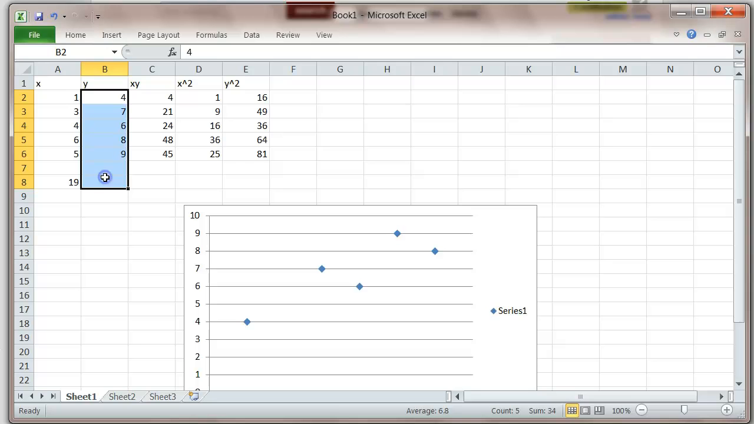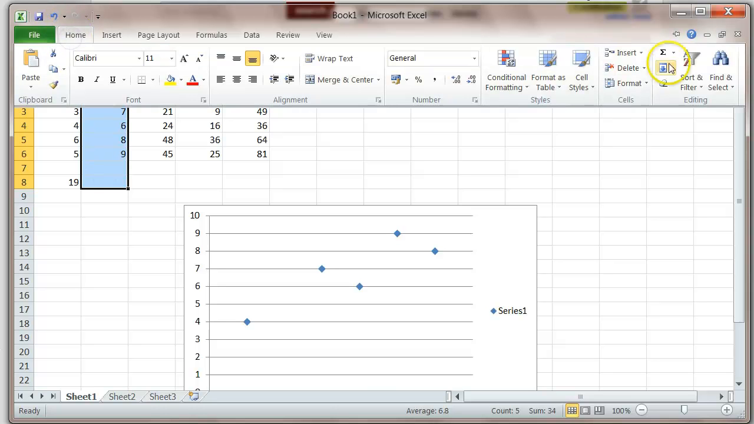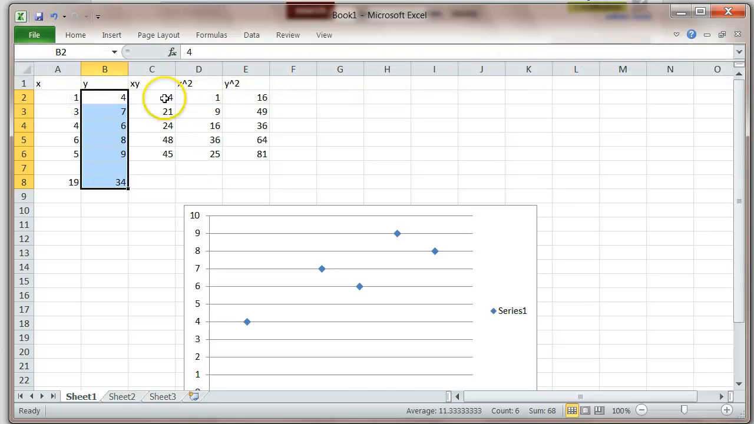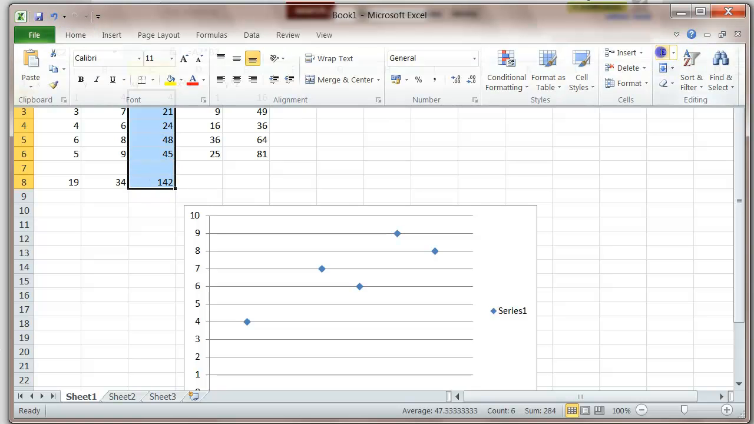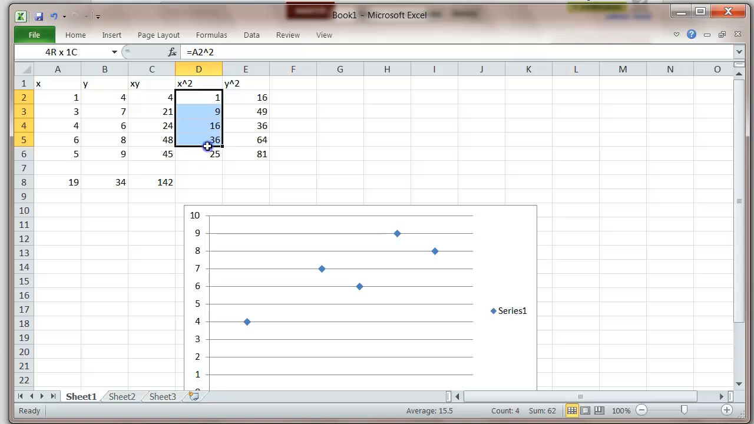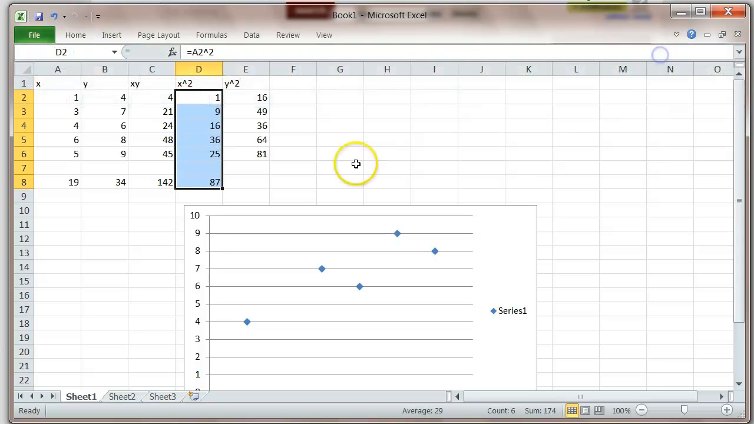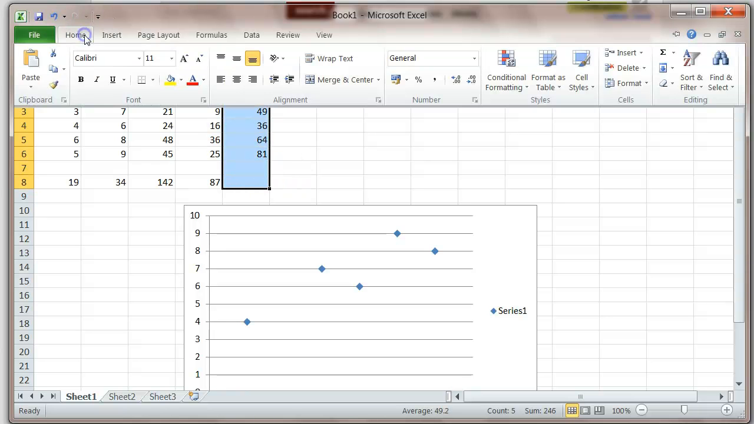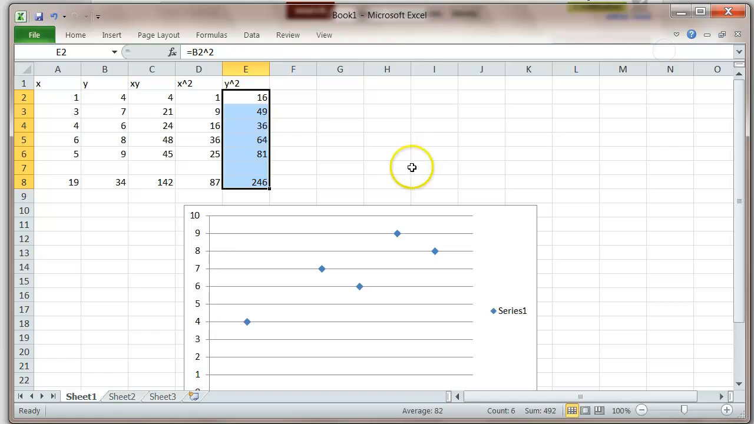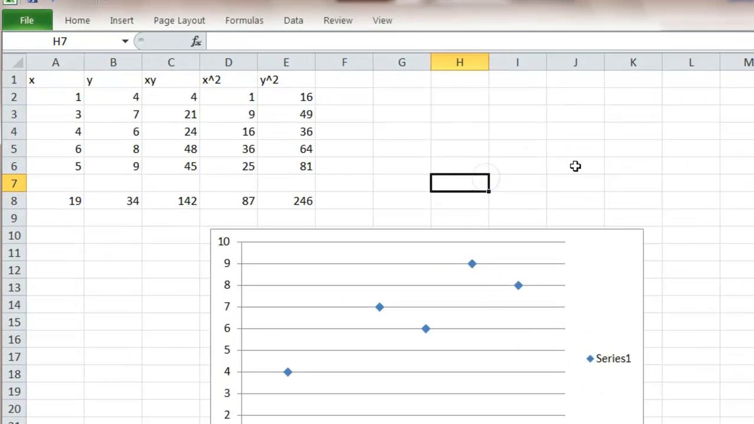We do that for each of these. Home and Sigma will give the total. Home and Sigma for the total of xy. Home, Sigma for the total of x squared, and lastly Home and Sigma for the total of y squared.